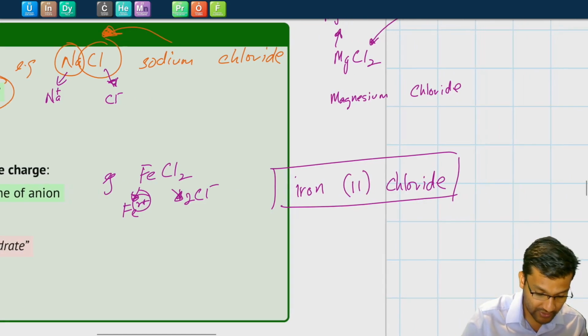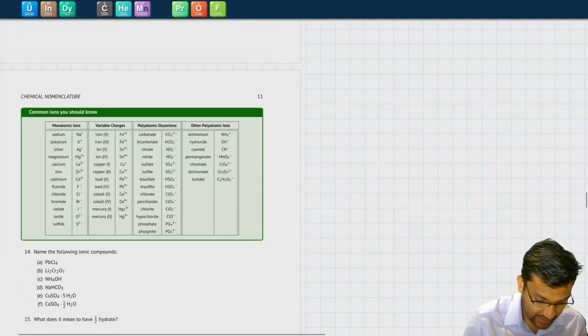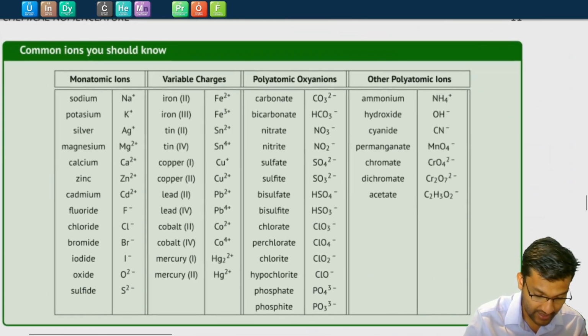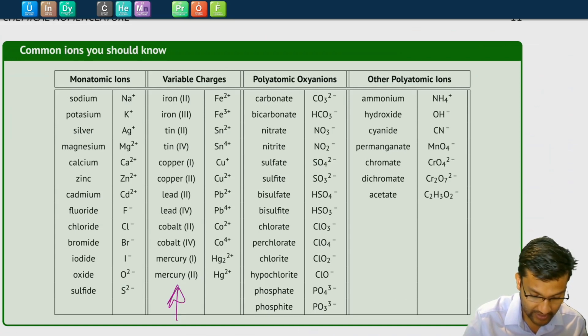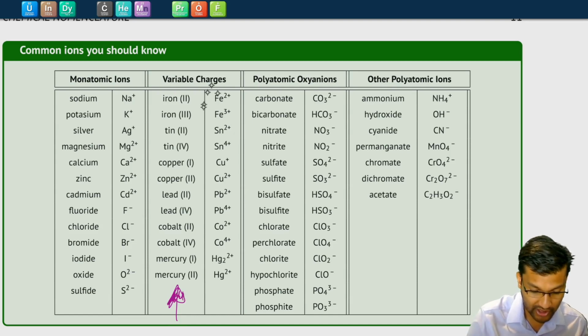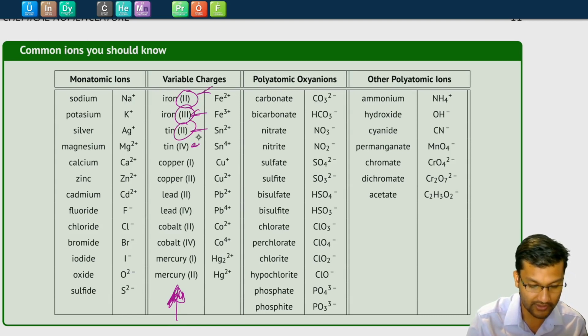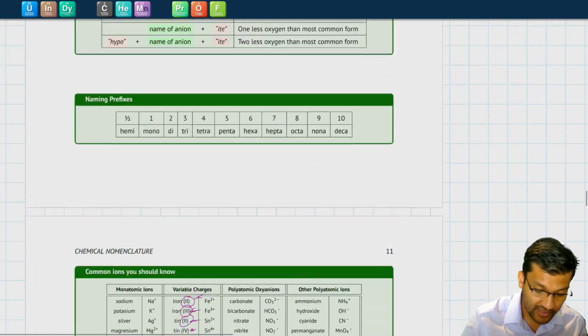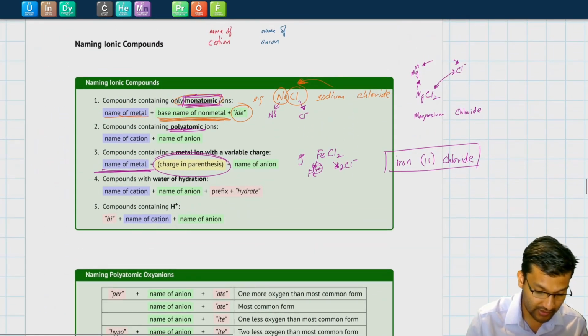This table that I've shown you earlier gives you examples of lots of elements that have variable charges, like iron, tin, copper, lead, cobalt, mercury. They could all have multiple charges. And these are what those compounds look like. Basically, the charge is just a thing in parentheses. Iron(II), iron(III), tin(II), tin(IV), and so on. So that's with metals that could have multiple charges. So that's the third one.